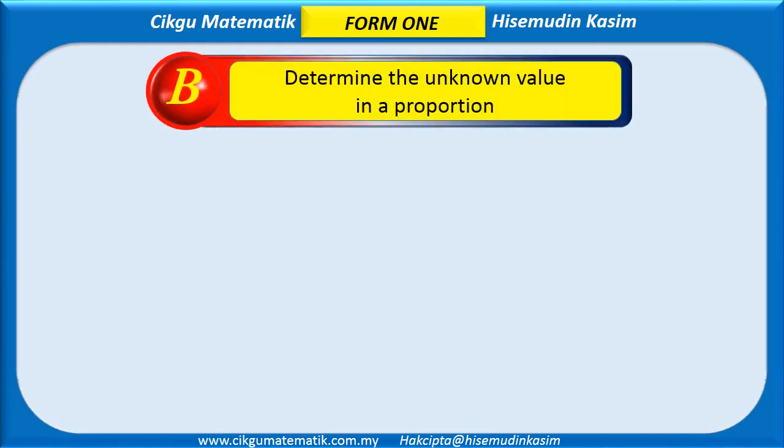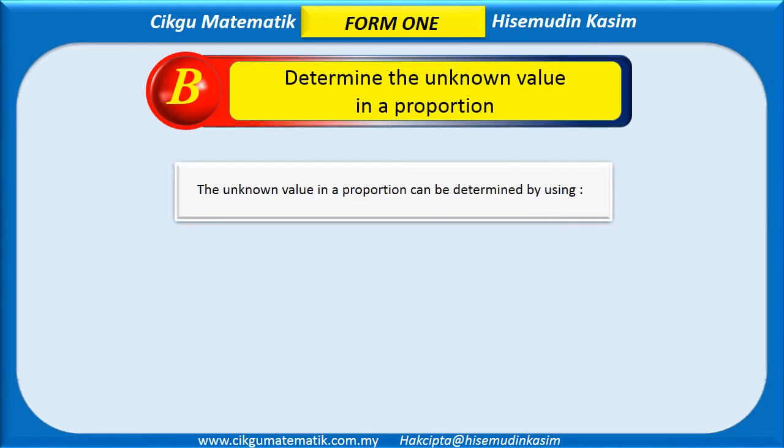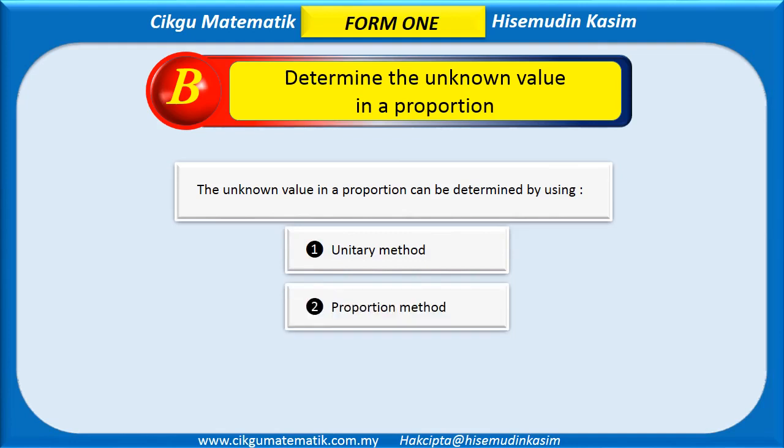B. Determine the unknown value in a proportion. The unknown value in a proportion can be determined by using 1. Unitary method, 2. Proportion method, 3. Cross multiplication method.